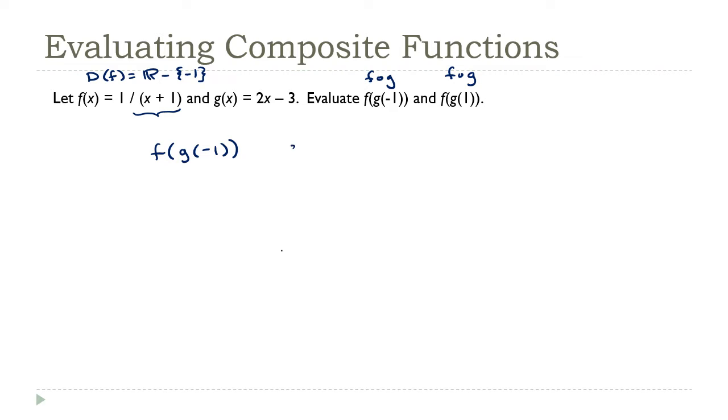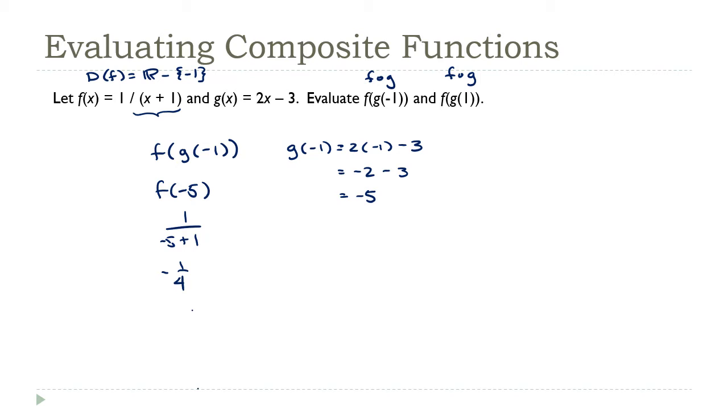First, I'm going to calculate g of -1. Well, that's 2 times -1 minus 3, which is -2 minus 3, which is -5. All right, so let's replace the g of -1 over here with -5, and this becomes f of -5. And look, it turns out that that isn't a problem after all. F of -5 is just 1 over -5 plus 1, which is -1/4. Came out okay in the end.